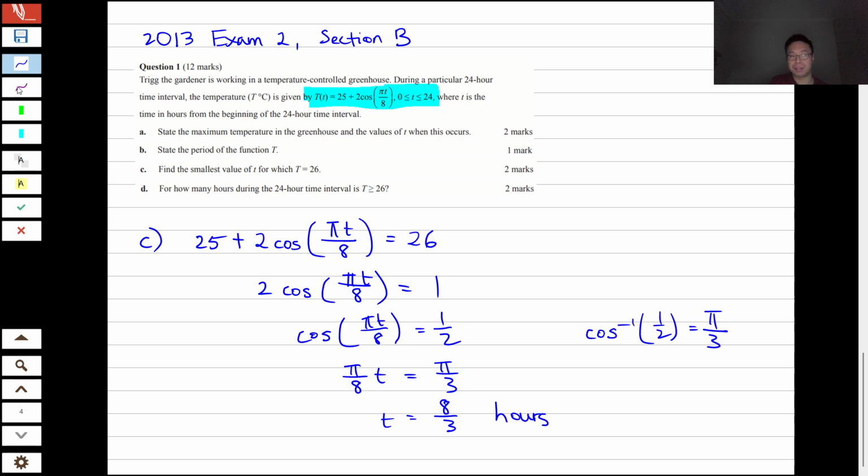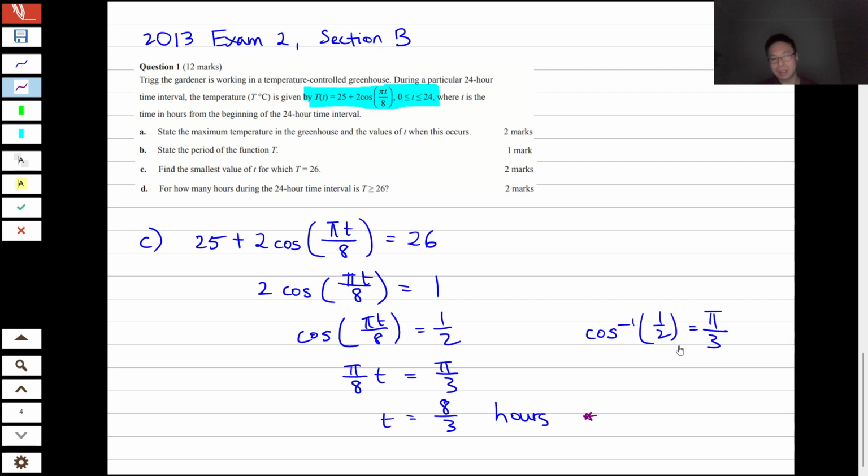I think, personally, without knowing all the details of how this exam was marked, that you'll get 1 mark for the answer, and you'll probably have 1 mark for writing down some combination of these 2 equations here. Okay, because from here to here, you've clearly shown your recognition of the angle pi on 3.